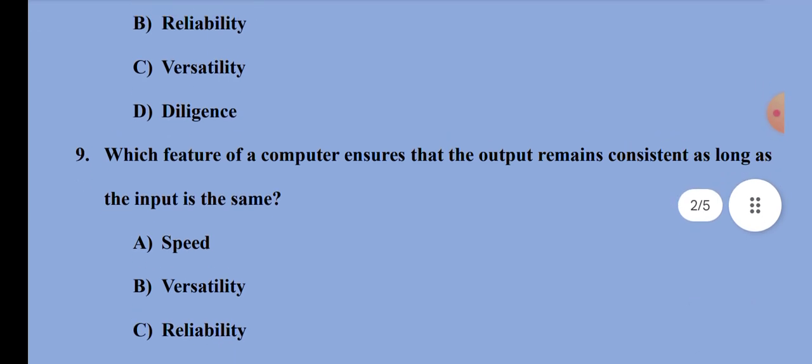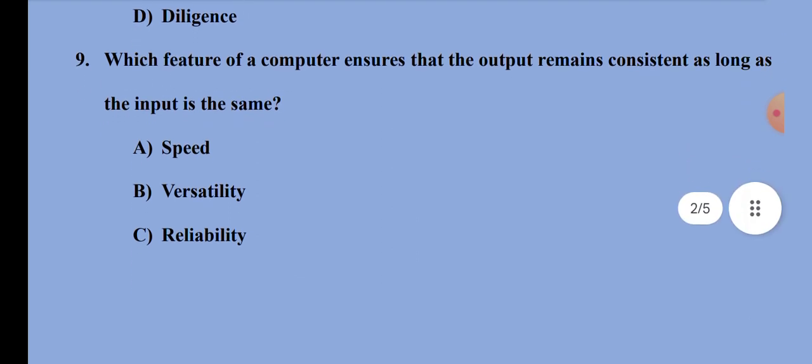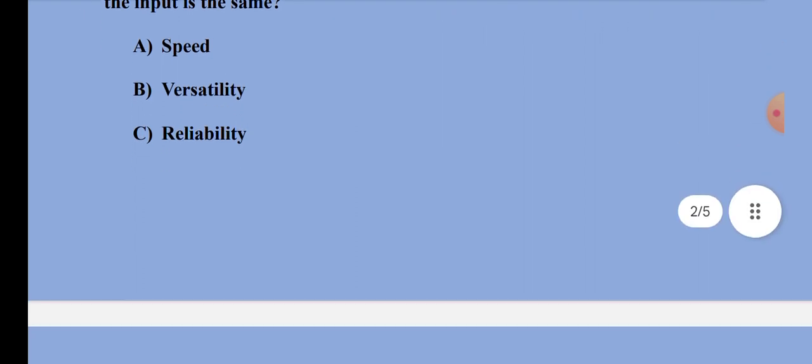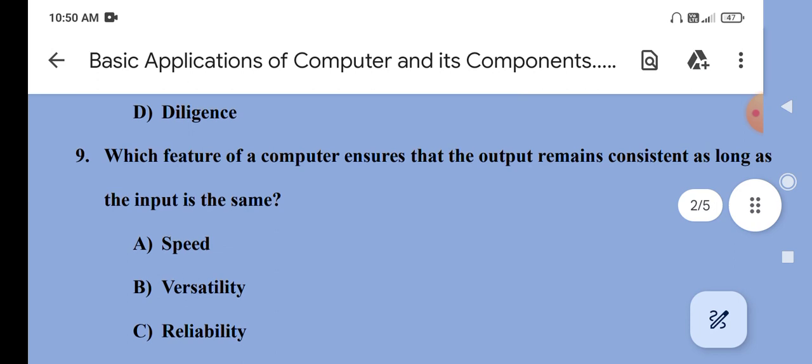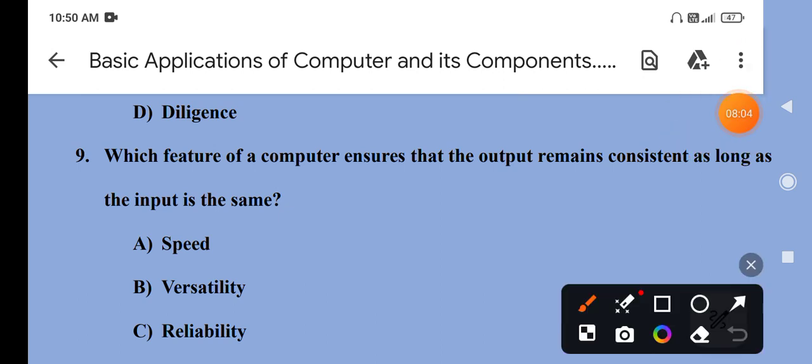Question number 9. Which feature of a computer ensures that the output remains consistent as long as the input is the same? We have four options. Option A, speed. Option B, versatility. Option C, reliability. And option D, we have diligence. Okay, the right option to this question is option C, that is reliability. Reliability ensures that a computer consistently produces the same output for the same input. Okay, so the right option to this question is option C. I can mark this option C.